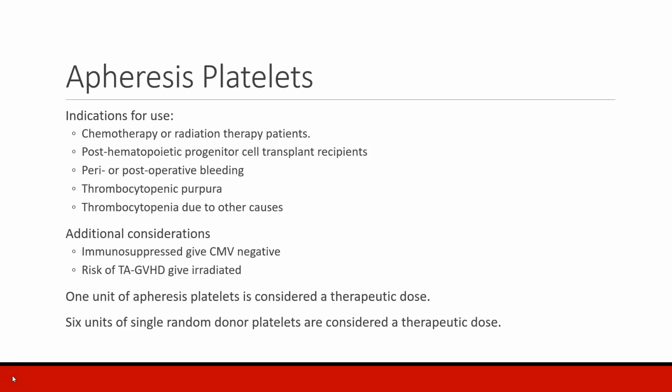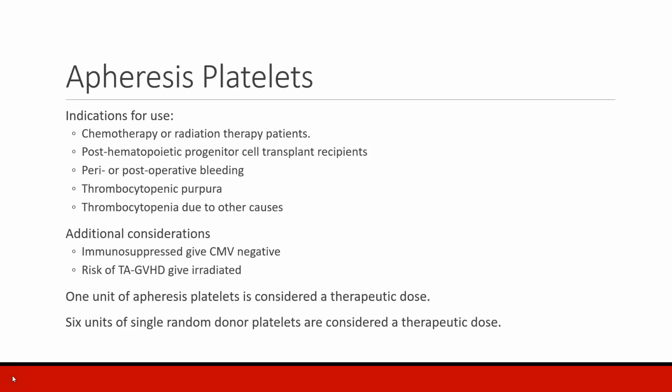Post-hematopoietic progenitor cell transplant recipients. This is when we replace the patient's bone marrow with these progenitor cells to treat many different diseases. And during the process of destroying their bone marrow, they need to have support, component support for all the components. Peri or post-operative bleeding, thrombocytopenic purpura, and thrombocytopenia due to other causes.